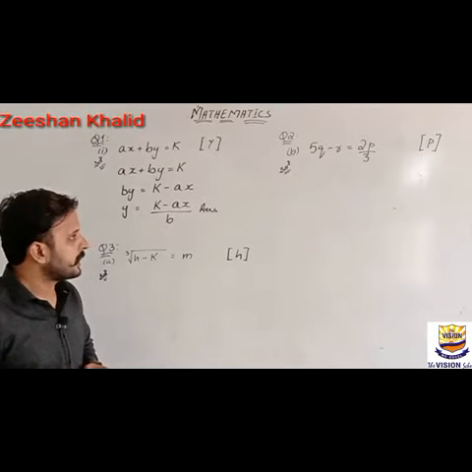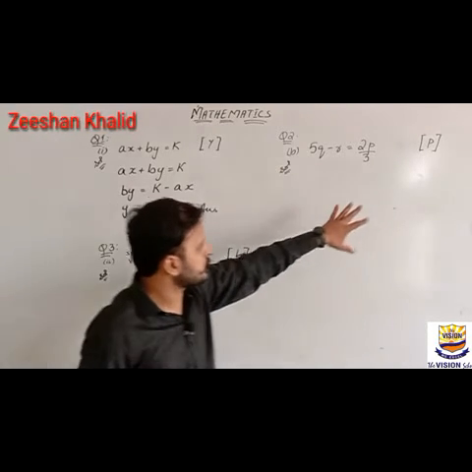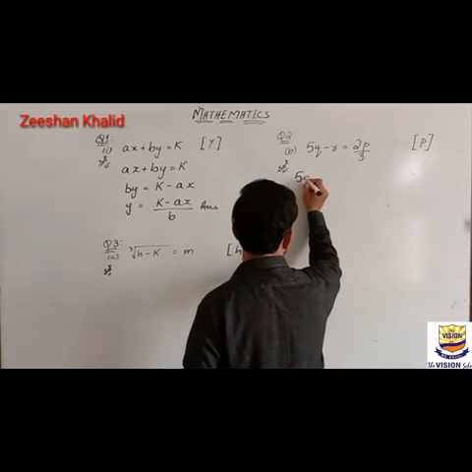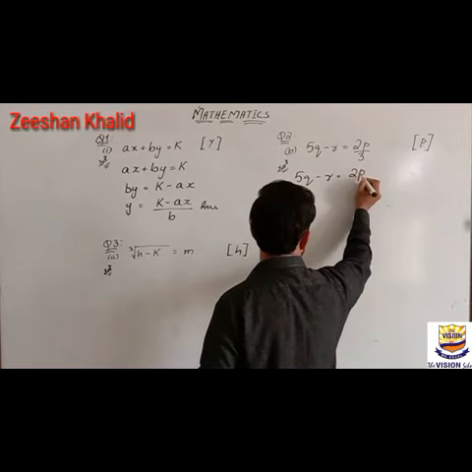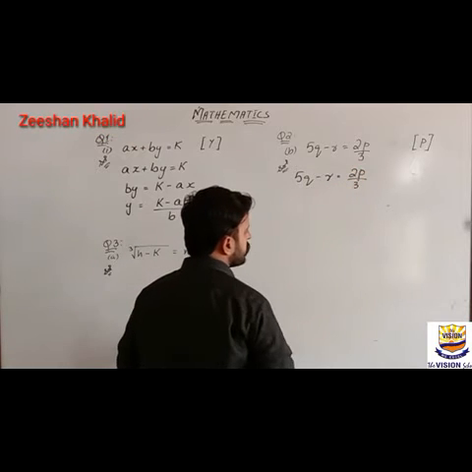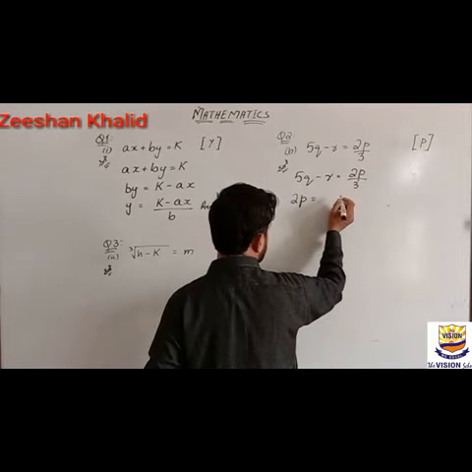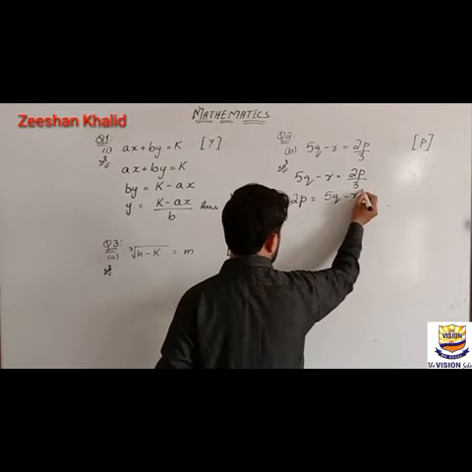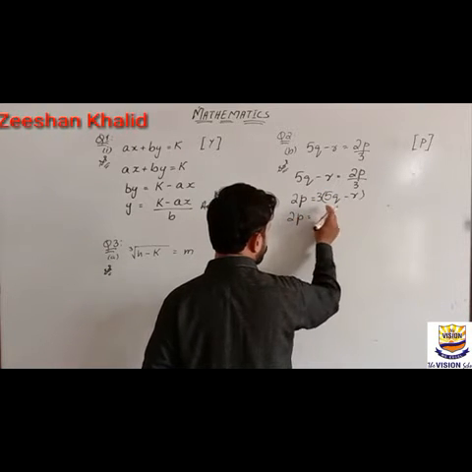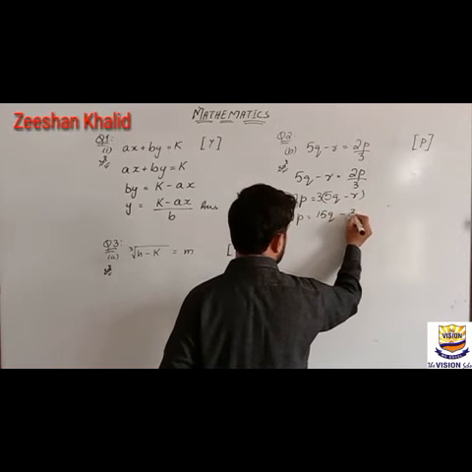Let's see another example that is having a fraction with it, and the subject of this formula is p. So let's write it again. First of all, 5q minus r is equal to 2p upon 3. Now the subject of the formula, as you know, is p, so you don't need this 2 and 3 here. This 3 is dividing, so at that side it will be multiplying. 2p is equal to 5q minus r, multiplied with 3. So this will be the next step. 2p is equal to, you have to solve the bracket first, 3 times 5 is 15q, and minus 3 times r is minus 3r.